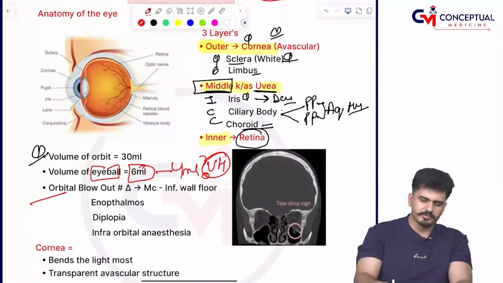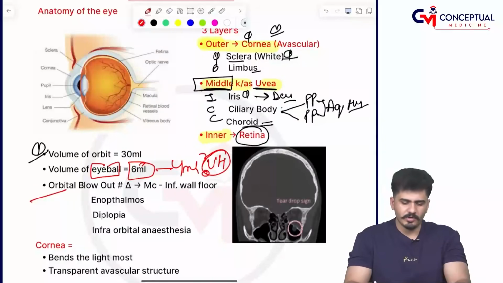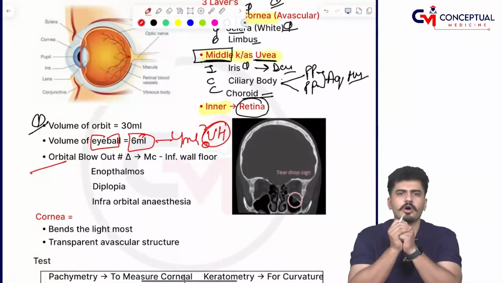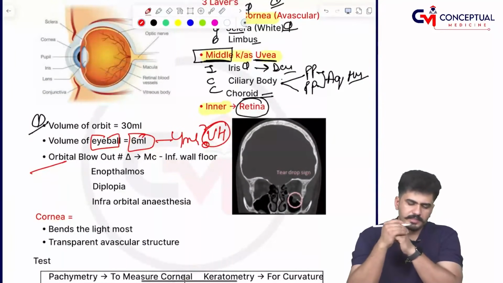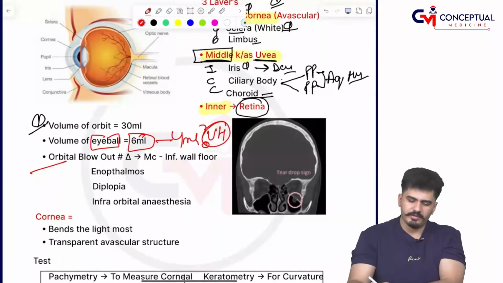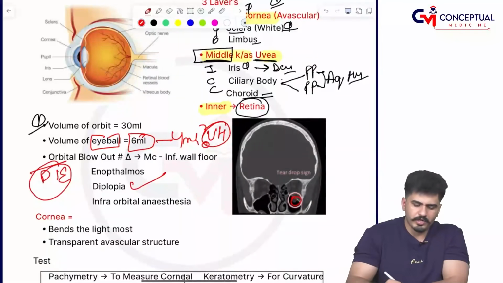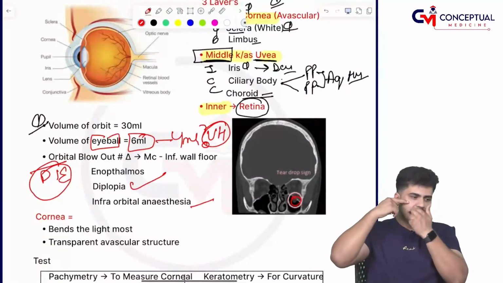Now there is an MCQ which we have learned in the ENT also. Orbital blowout fracture. The most common wall which is going in the orbital blowout fracture. This is a CT scan, coronal section we are having. This is a teardrop sign. And we have, remember, the mnemonic DI. D for diplopia, I for infraorbital anesthesia.